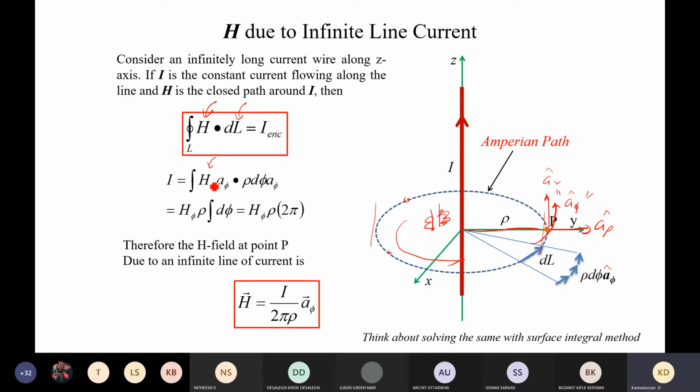Now it is very simple. We are going to multiply these two, and you will get A phi vector, rho d phi. When you integrate over that, you can take out the constant terms and you will get that. So from this, we can easily calculate that. This is the easiest way we can do it.